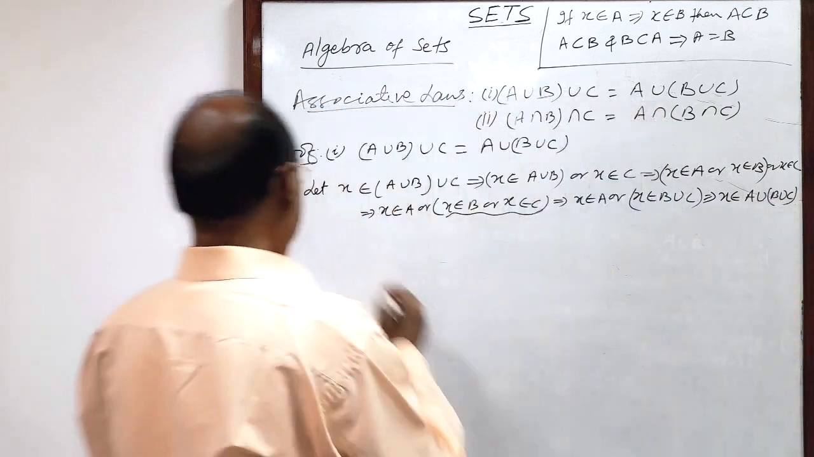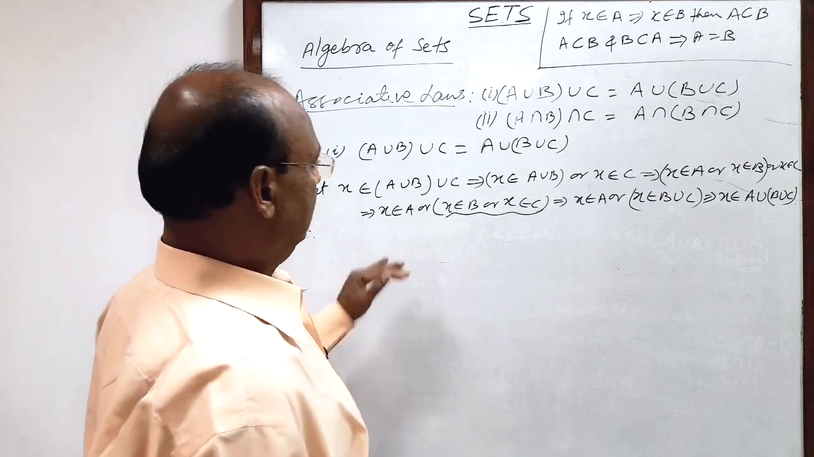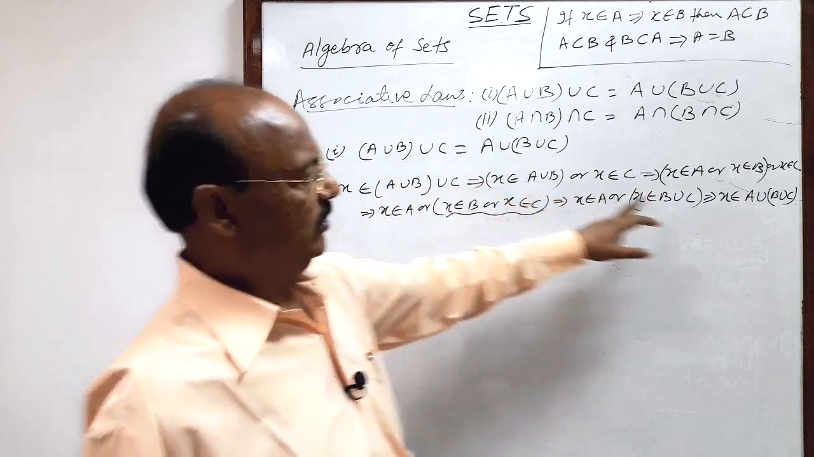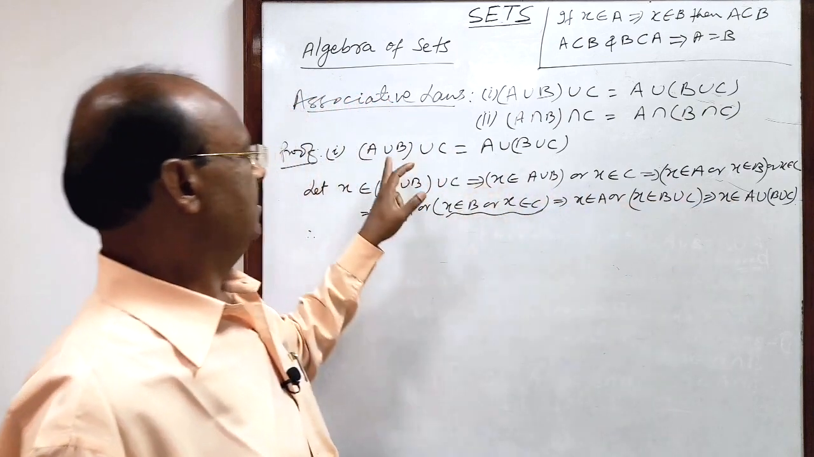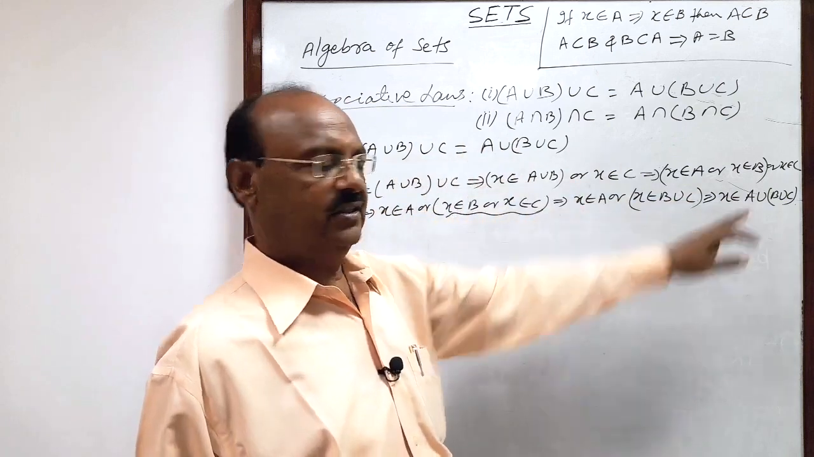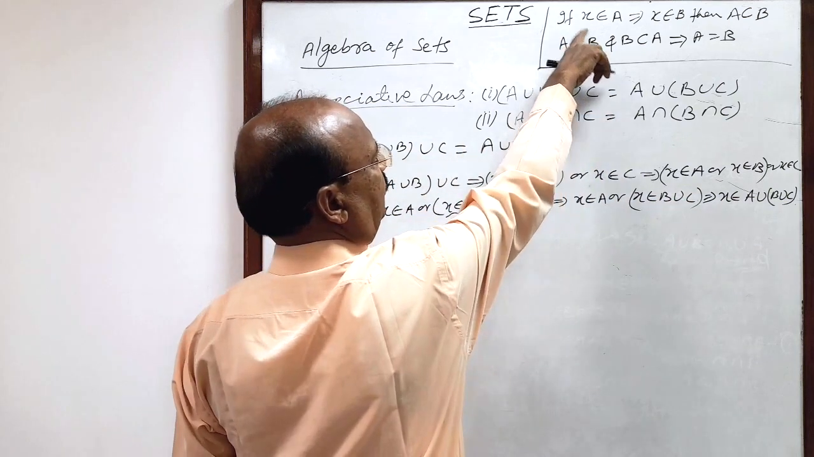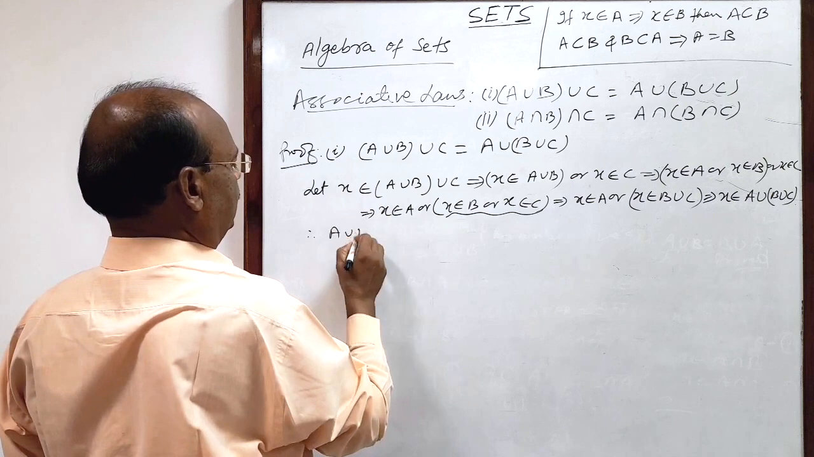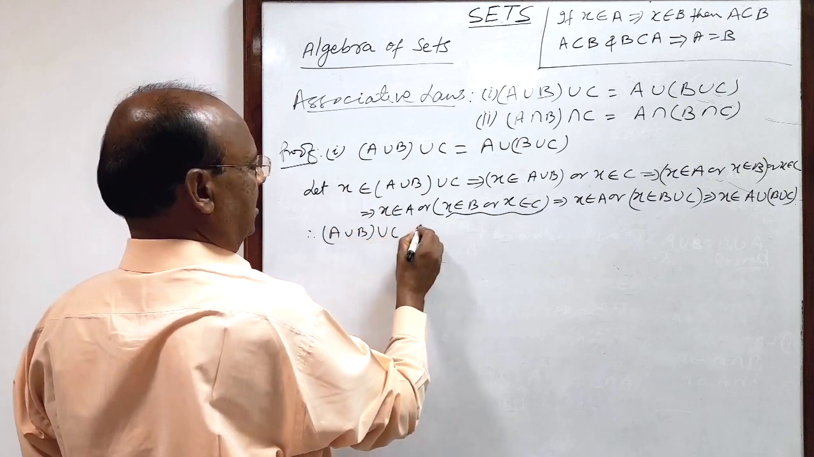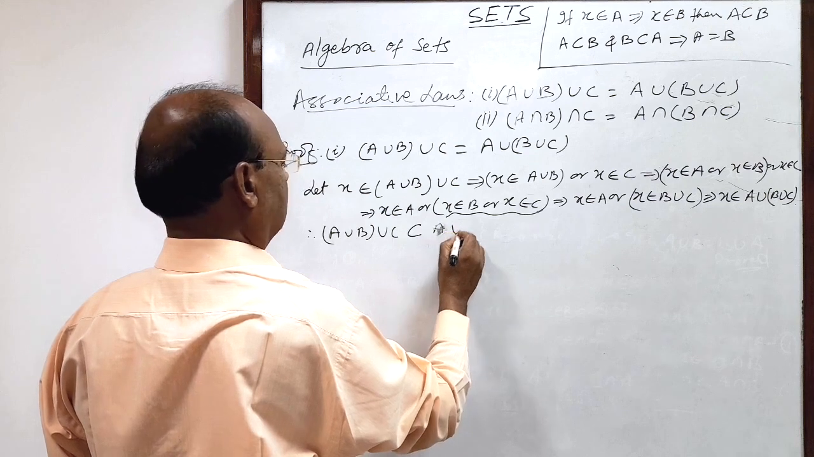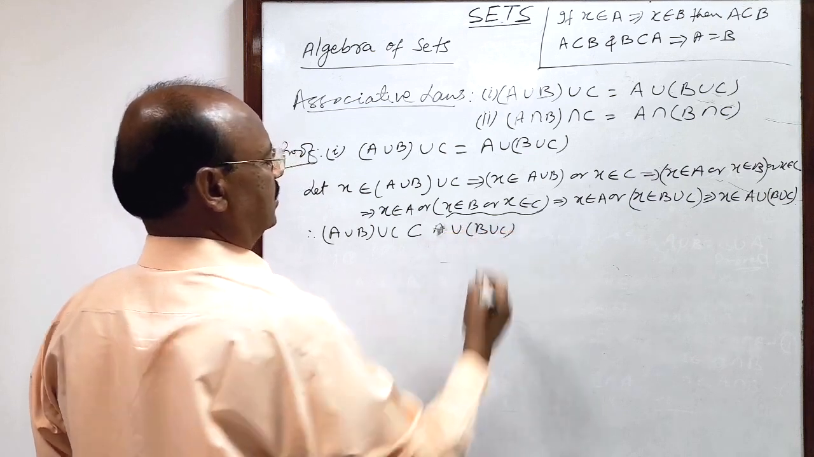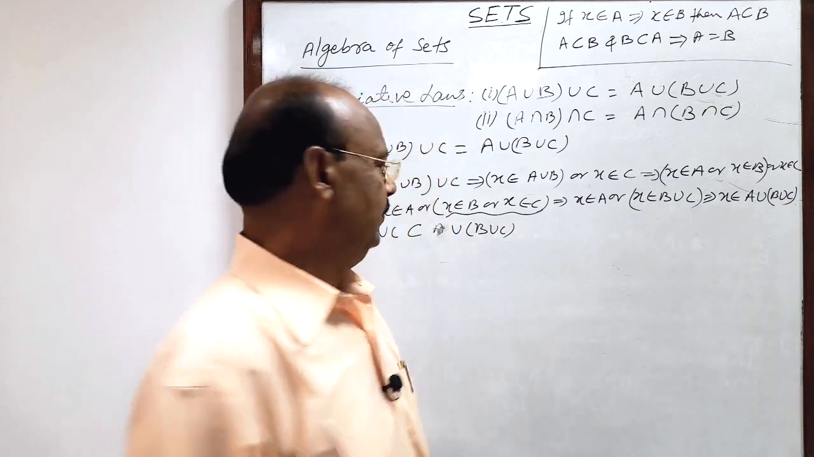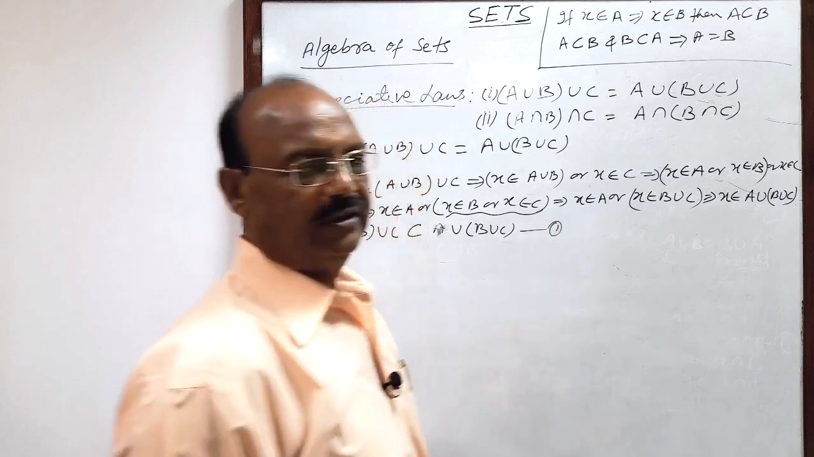Okay. So what does it show? We can conclude here. You see that X belonging to a set in LHS also belongs to the set in RHS. It means the set in LHS is a subset of the set in RHS. This property. Okay, first property. So therefore, here A union B union C is a subset of A union (B union C). Let us call it relation number 1.